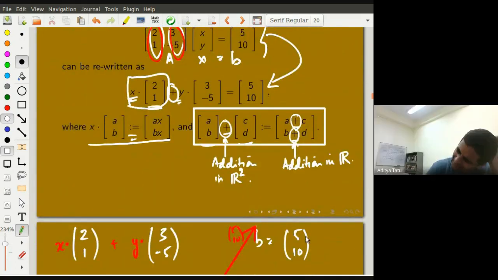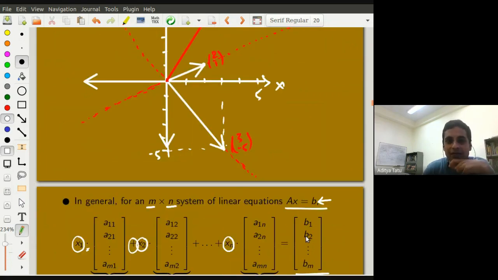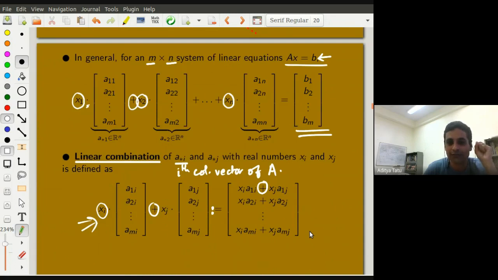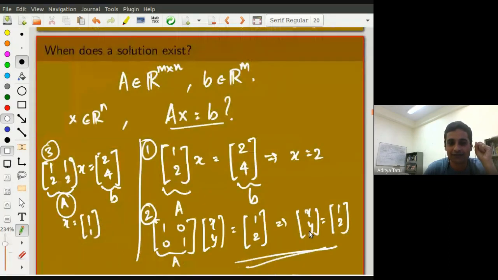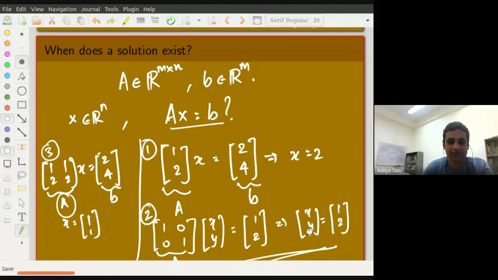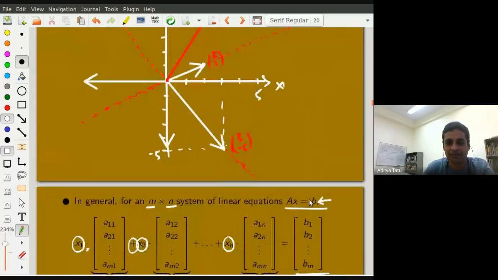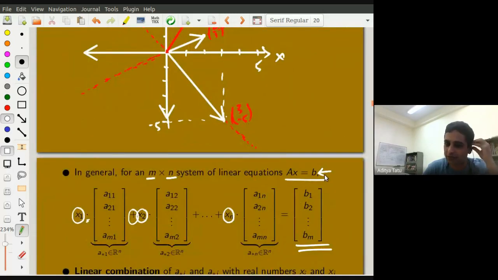Since I'm out of time, let me give you the answer. Or do you want to try this yourselves? So we will try. Sir, when B is a linear combination of the columns of A. So that is the interpretation, right? When I ask you to solve Ax equal to B, you're just trying to find some linear combination of the columns of A so that you get B, isn't it?